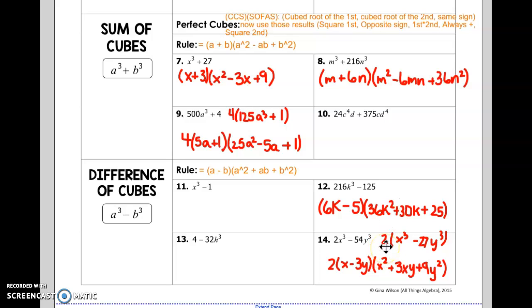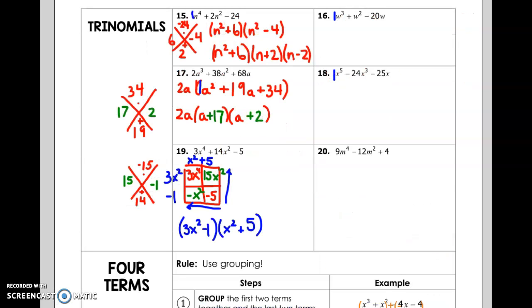Okay. Number 14, there's a GCF. We're going to take out that 2, do the same thing we've been doing. Cube root of the first term is x. Cube root of the second term is 3y. Same sign, subtract. Okay. Then I'm going to square the first term, opposite sign. Then I take first times second term and I get 3xy. Always add. And then square this whole term and I get 9y squared. I hope that's starting to make sense. Once you kind of get that formula down, that pattern down, things should be good to go.